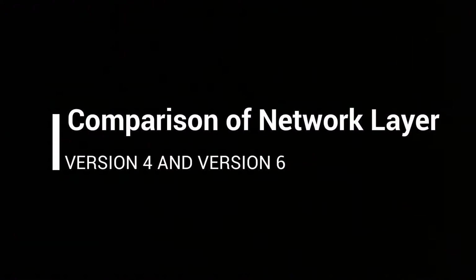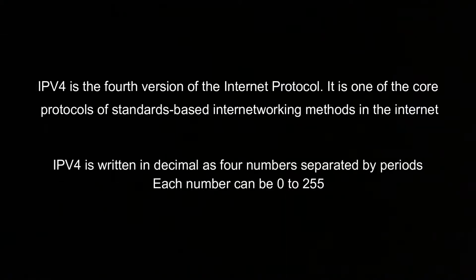Comparison of network layer between version 4 and version 6. In version 4, it is one of the core protocols of standards-based internetworking methods in the internet. IPv4 is written in decimal as 4 numbers separated by periods. Each number can be from 0 to 255.